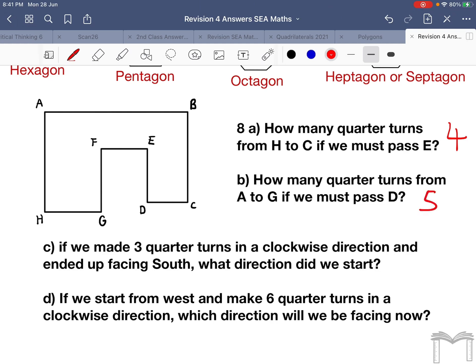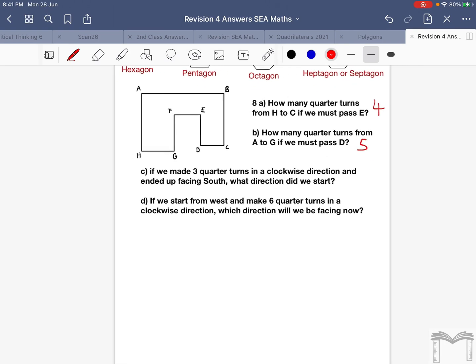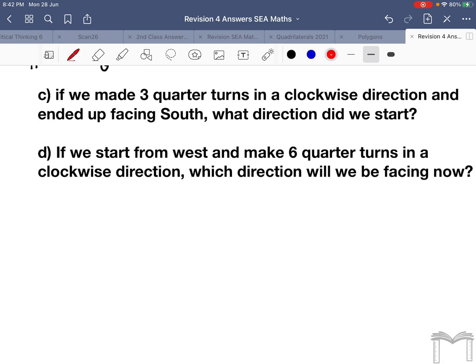Part C. If we made 3 quarter turns in a clockwise direction and ended up facing south. So C and D are separate from A and B. It's not related to the figure above. If we made 3 quarter turns in a clockwise direction and ended up facing south, what direction did we start? So let's draw our 4 cardinal points.